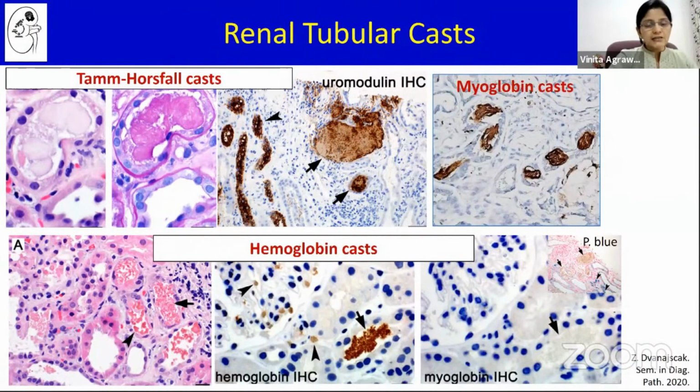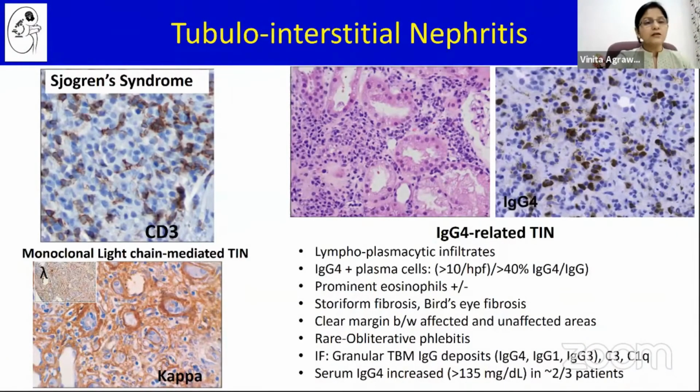The other areas are the tubulointerstitial nephritis. We know that autoimmune diseases have an interstitial infiltrate which is predominantly rich in CD3 cells. Another area where immunohistochemistry plays a major role is IgG4 related tubulointerstitial nephritis, where looking at the predominant cell population, the IgG4 positive plasma cells is important, apart from other histological features.